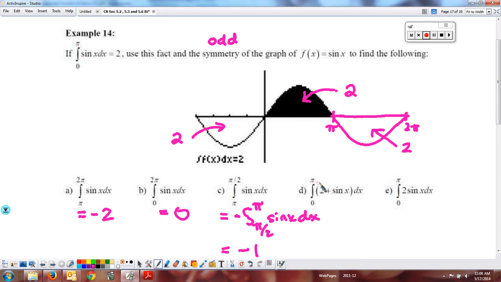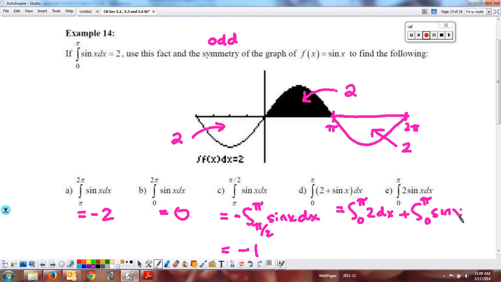In this case, I'm taking the definite integral of a constant plus the function. What you want to remember there is that we had a nice little property that says whenever you have the definite integral of a sum, it's the sum of the definite integrals. So I would add them up like this.